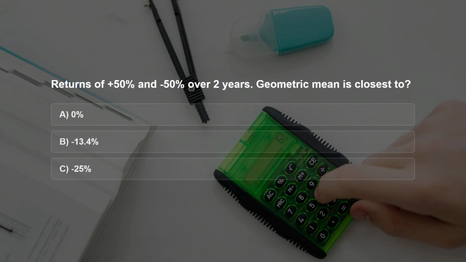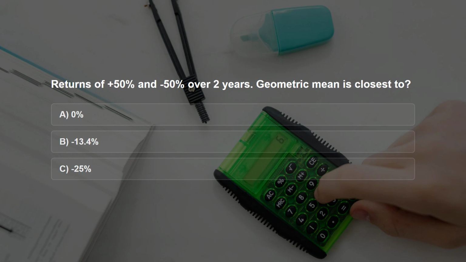Question 1. A stock has annual returns of positive 50% and negative 50% over 2 years. The geometric mean annual return is closest to A. 0%, B. minus 13.4%, C. minus 25%. Pause and try it. If you chose A, you calculated the arithmetic mean. 50 plus negative 50 divided by 2 equals 0. That is the trap. The correct answer is B.